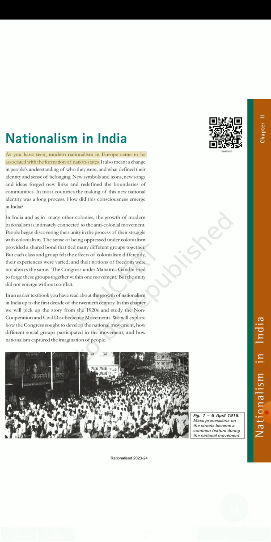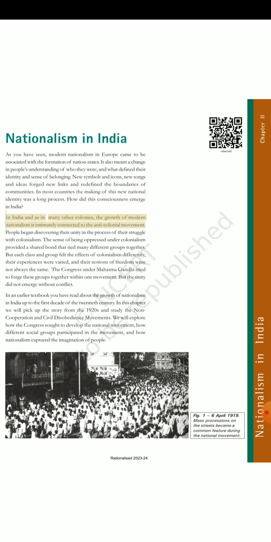As you have seen, modern nationalism in Europe came to be associated with the formation of nation-states. It also meant a change in people's understanding of who they were and what defined their identity and sense of belonging. New symbols and icons, new songs and ideas forged new links and redefined the boundaries of communities. In most countries, the making of this new national identity was a long process. How did this consciousness emerge in India?